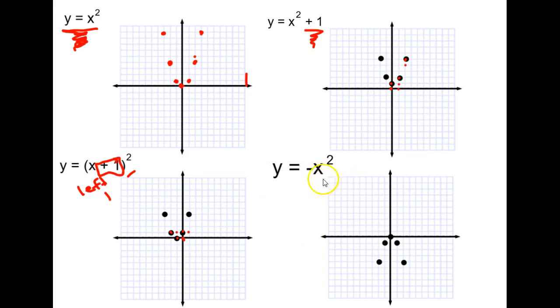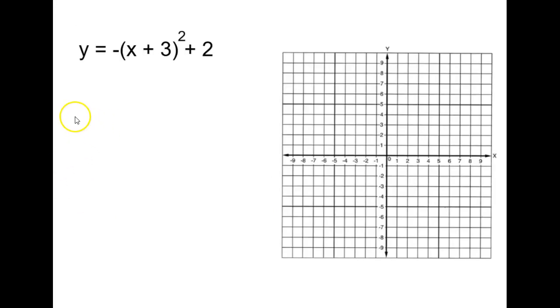Last thing is negative x squared. Putting a negative in front of stuff is going to make it be upside down. It's going to have the exact same shape, it's just going to be upside down. So using those 3 pieces of information, we can graph a lot of different things with hardly any work at all. So let's just try to graph this first one.